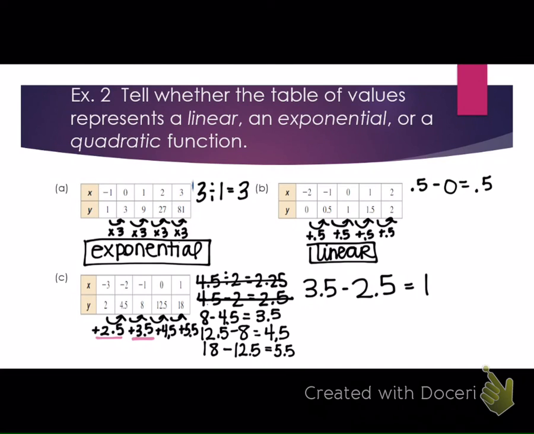So here's our question. Does adding 1 to each of these first differences give me the next difference? So let's try it. 2.5 plus 1 is 3.5. 3.5 plus 1 is 4.5. And 4.5 plus 1 is 5.5. So there is a common difference for the second differences. So this is a quadratic equation.